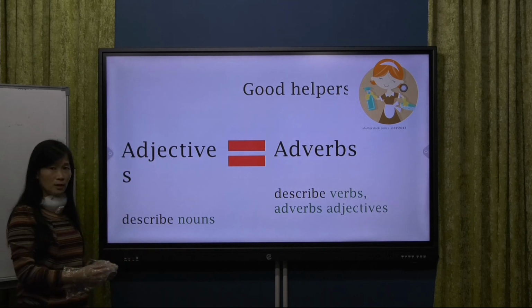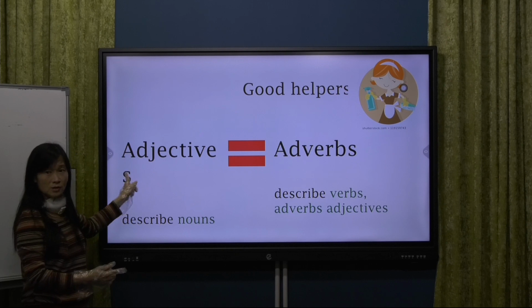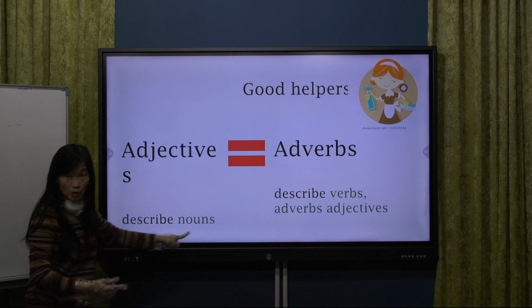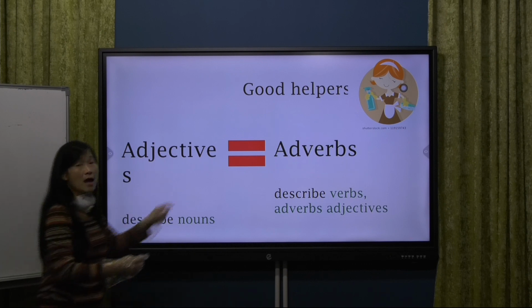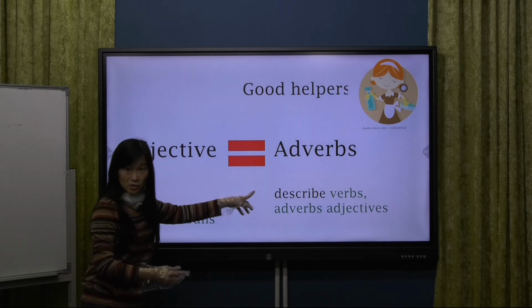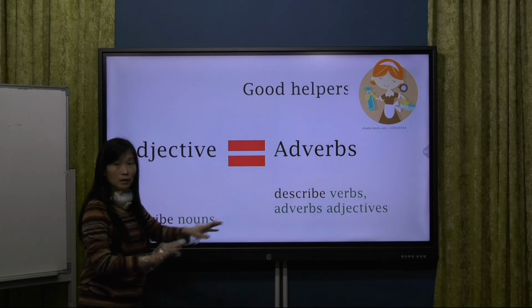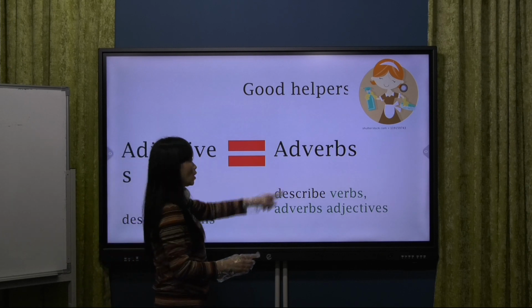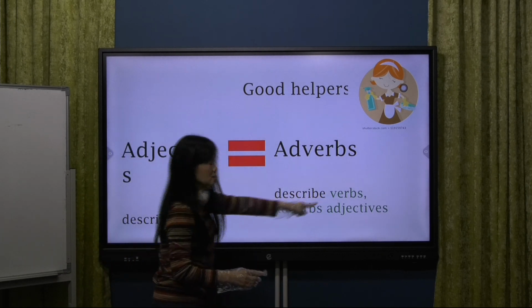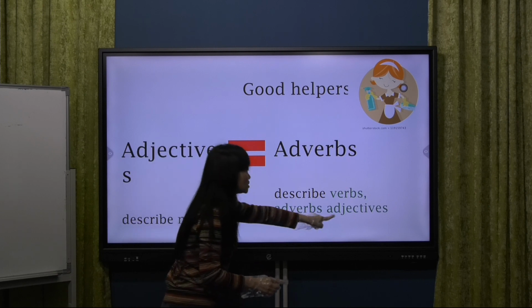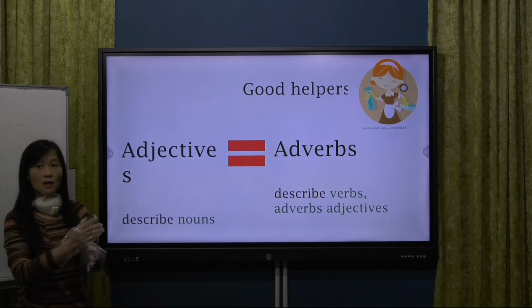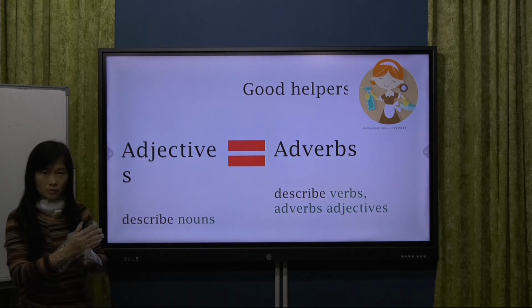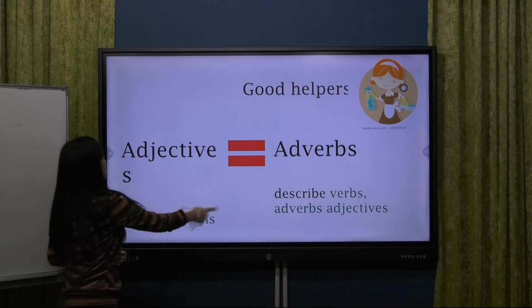And how do they help? Now, take a look at these. Adjectives describe the nouns. I've just told you, right? And adverbs do the same job, but a little bit differently. Adverbs describe verbs and adjectives and also adverbs. So adverbs describe three things: verbs, adverbs, and adjectives. So look at these, one by one.